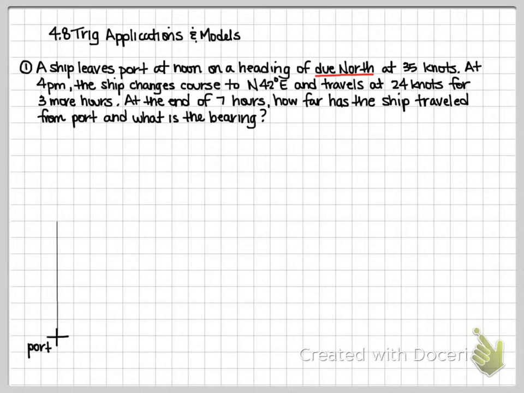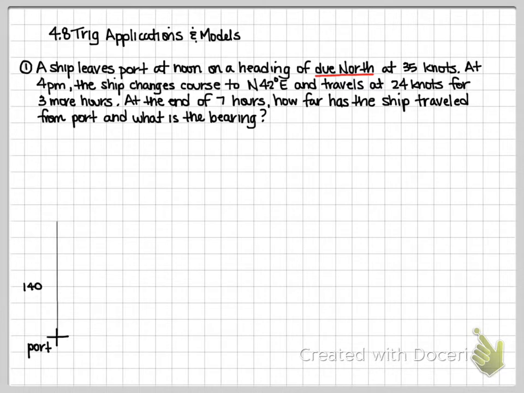And it's going to travel along this path at 35 knots, and from noon to 4 is going to be 4 hours. So I'm going to take that 35 knots and times it by 4, and that's going to give me this due north distance, which is going to be 140 nautical miles.